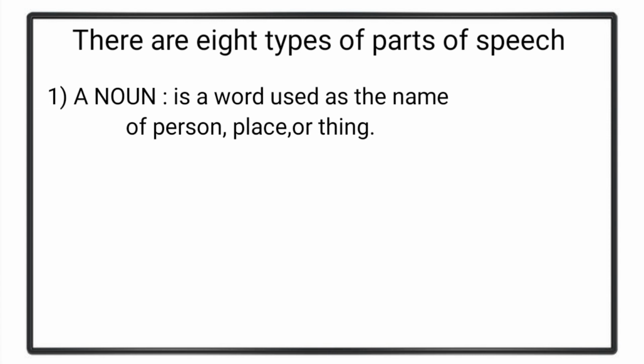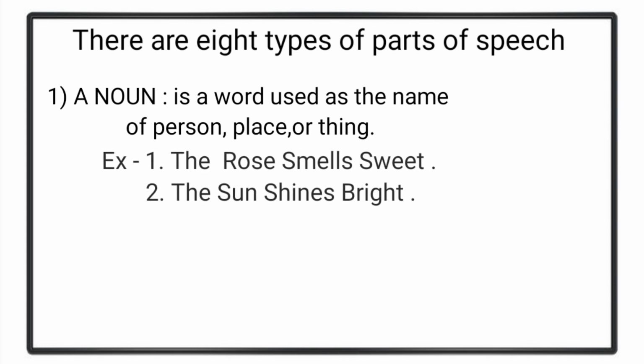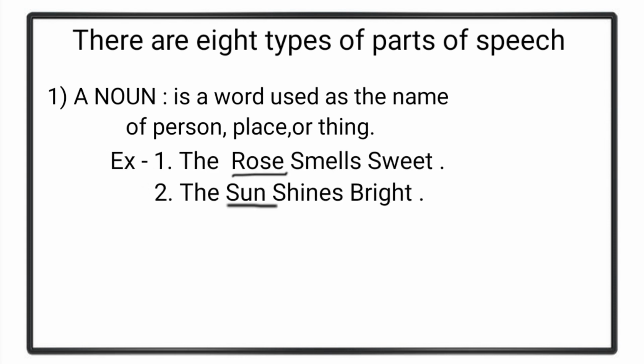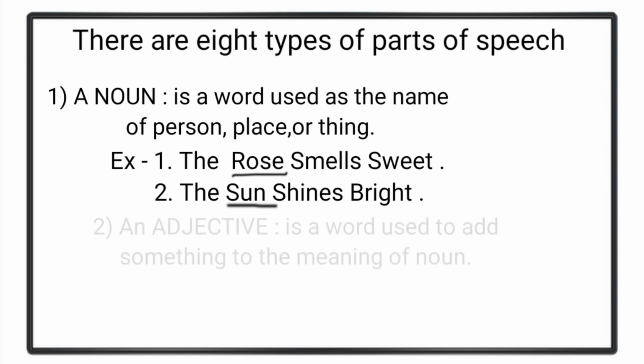First one, a noun is a word used as the name of a person, place or thing. Example, the rose smells sweet, the sun shines bright.